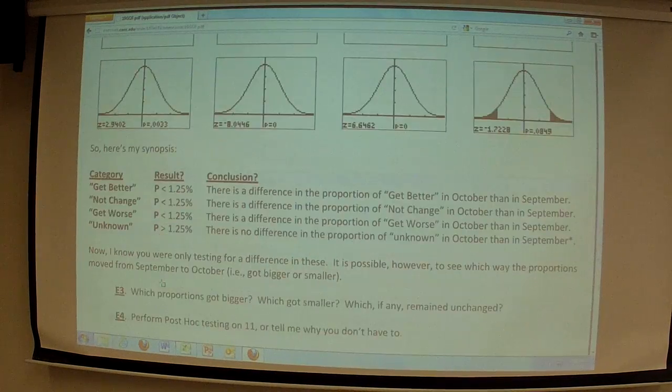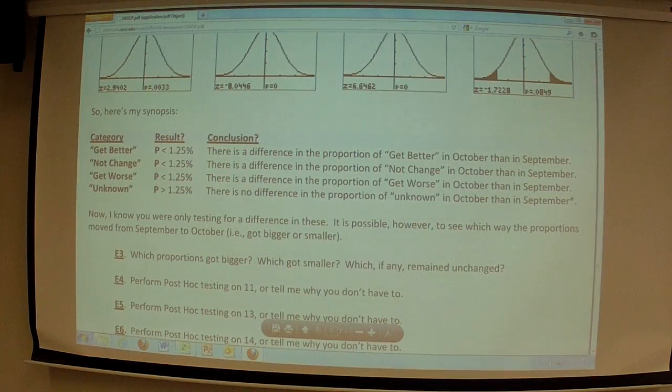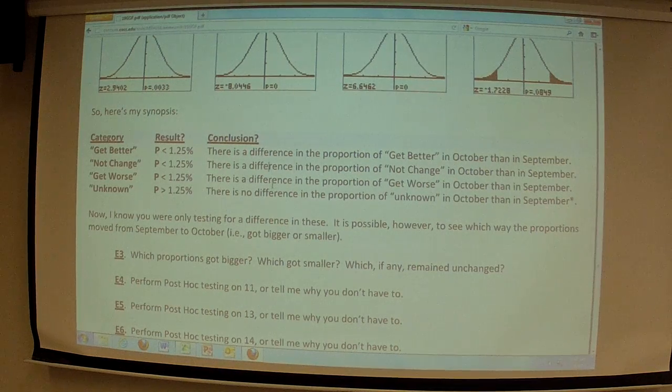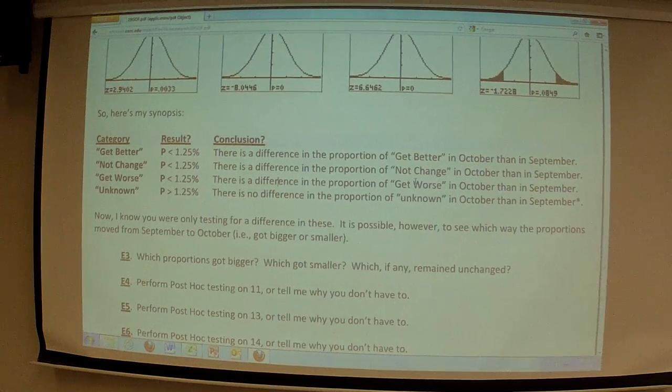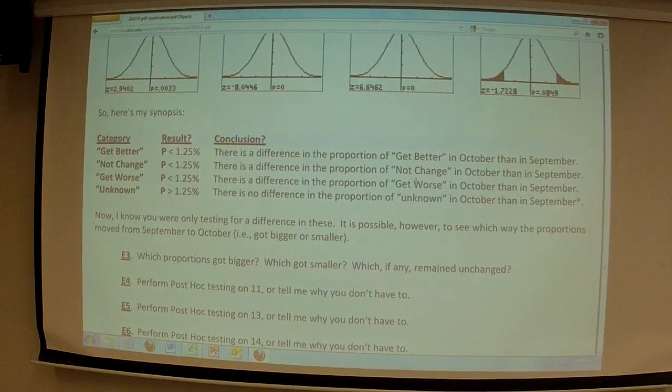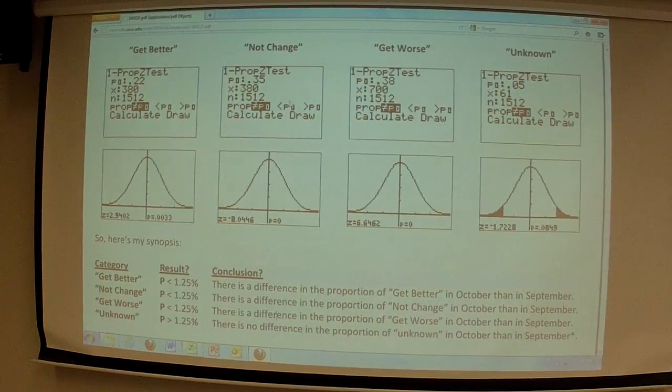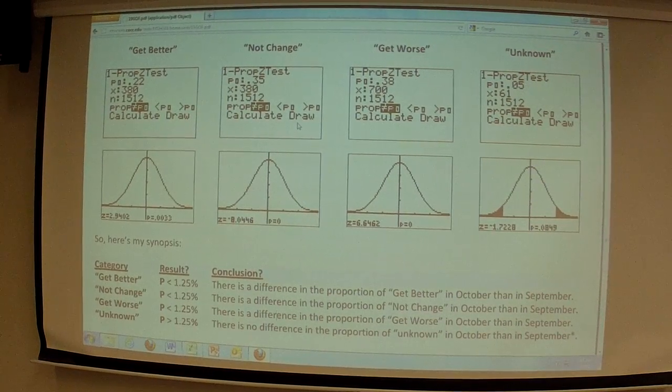There you go. So: get better, not change, get worse, and unknown. There are our four results. We do have a difference in the proportions of get better, not change, and get worse. Unknowns stay the same. So Nee's question is, how about which way they changed? Because all you tested for was a difference in each case, not for a direction.